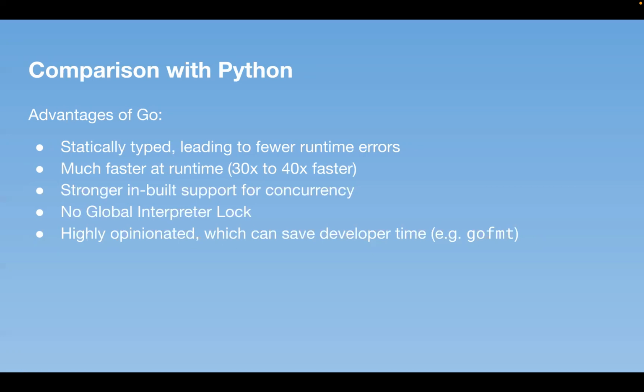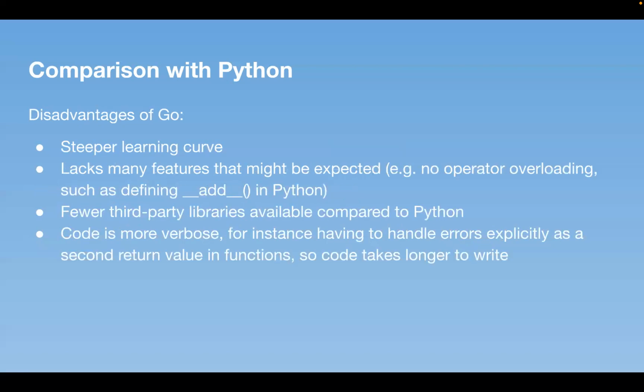This final one is potentially an advantage or a disadvantage. It's highly opinionated, which can save developer time. You don't have to worry about tabs versus spaces, or where the bracket should go at the start of your function. It's all decided in advance. There's this Go fmt tool which automatically formats your Go code and things like that. And again, this highly opinionated nature could be a disadvantage depending on your personal opinion.